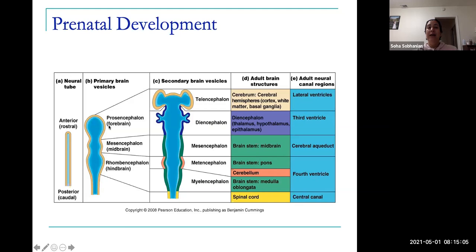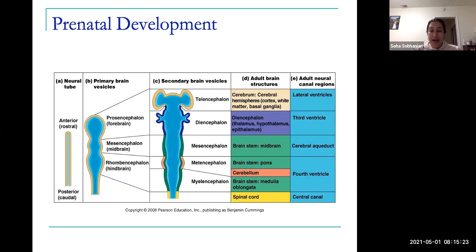So basically, forebrain means the part that is in the front, right? It's the part that we can see. Midbrain, again, is in the middle, and hindbrain is typically in the back or hiding. So it's not something that is visible to us as much.